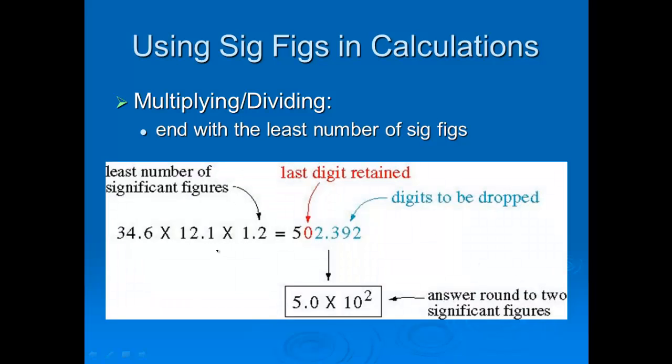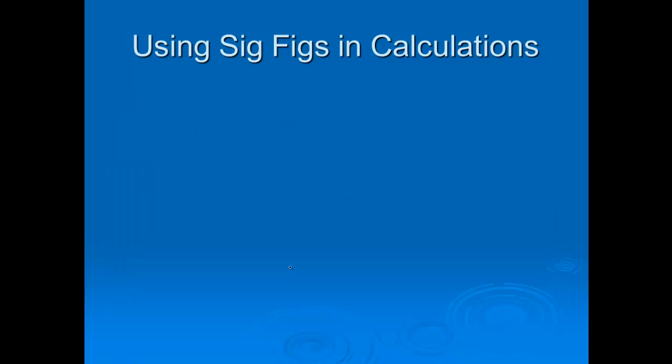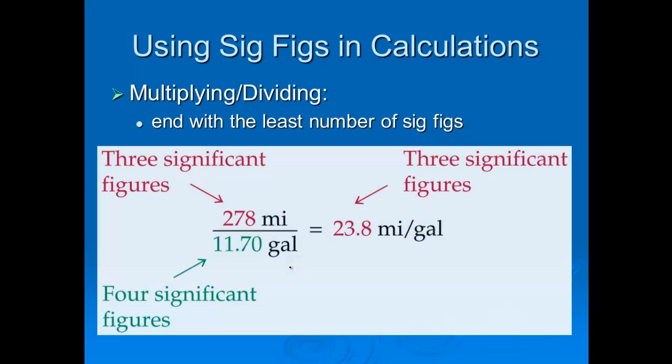Multiplication and division is much easier. You just use the fewest number of sig figs. So this one has 3, this one has 3, this one has 2. So when I do my math, I can only have 2 sig figs, and I have to write it as 5.0 times 10 to the 2nd. I have no option there. Again, I know I'm going fast, but I'm running out of time.